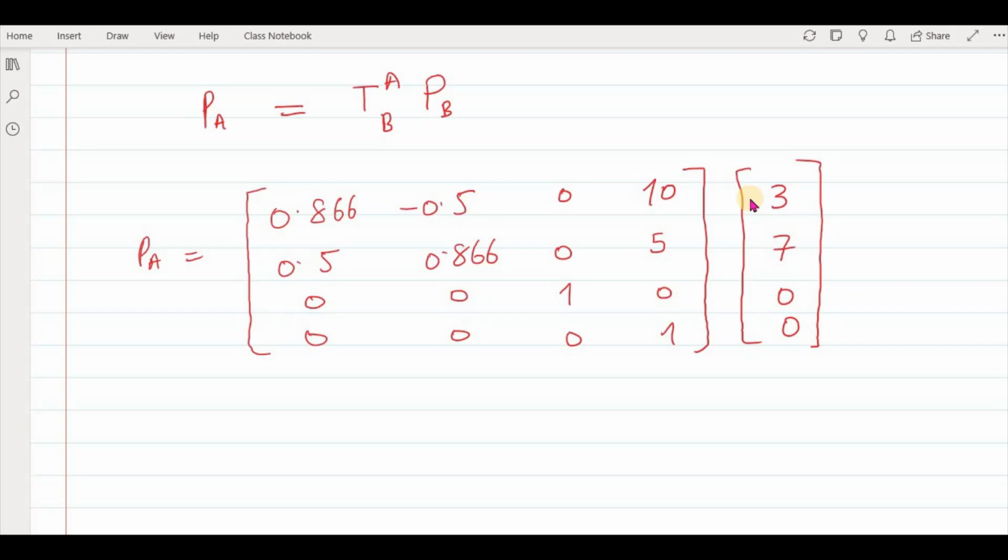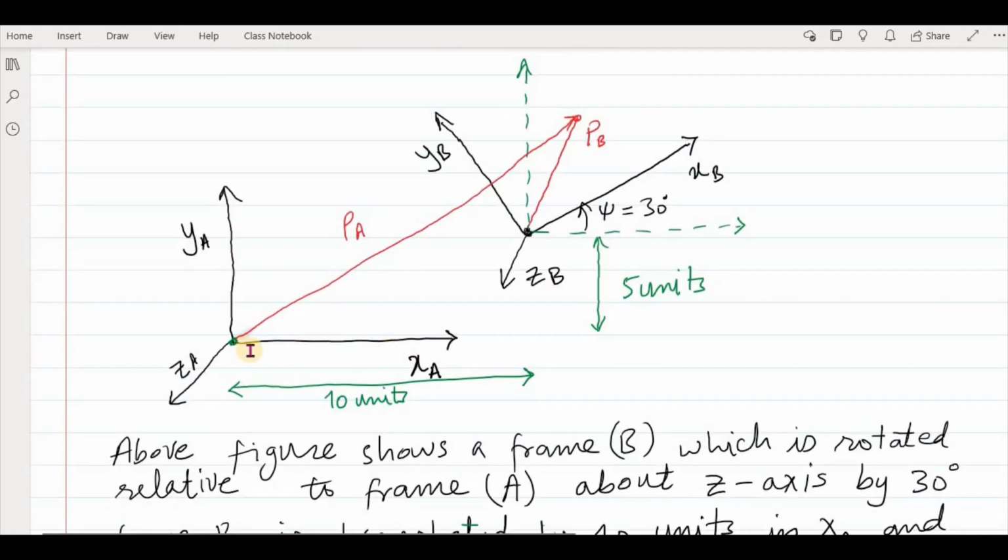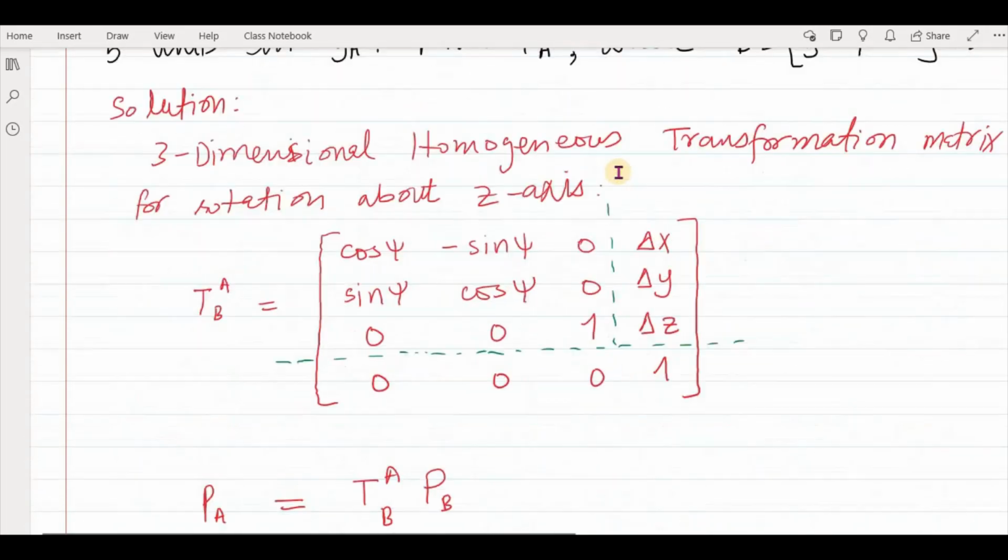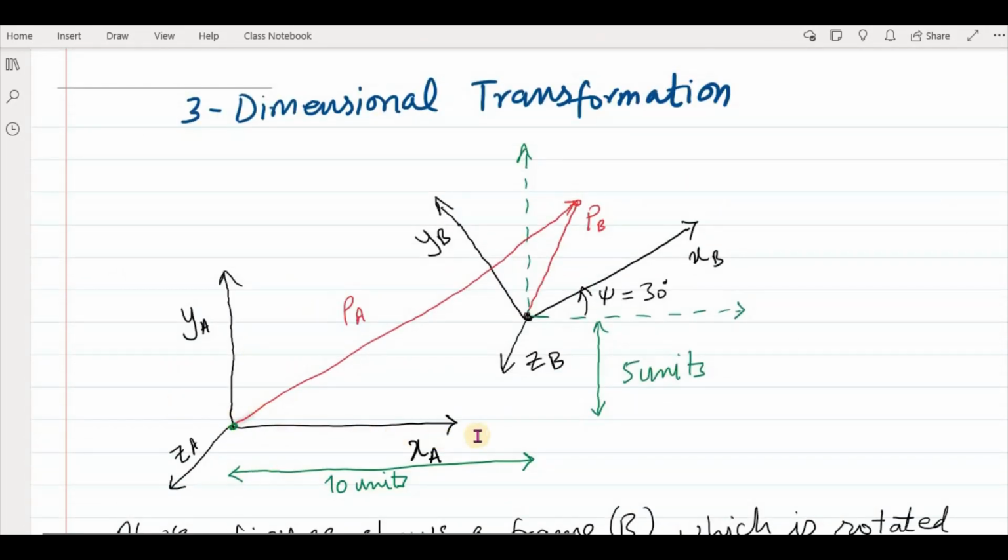When you multiply these two, we get the value 9 and 12.6, and 0. So this will be the position of your point in your reference frame A. Along the x-axis it will be 9, along the y-axis 12.6, along the z-axis 0. So if you see the position of this point in your frame A, it will be 9 along the x-axis, this distance here, and 12.6 along the y-axis.